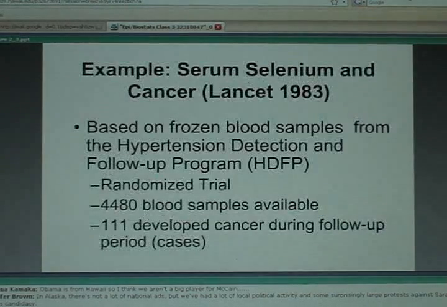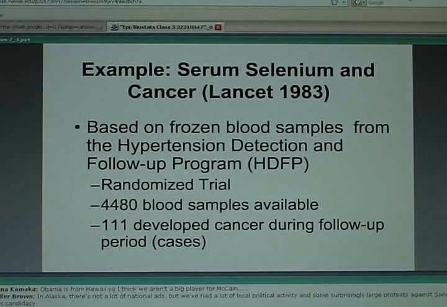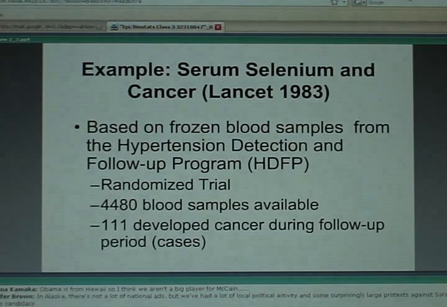It's a study that was done way back in 1983. I use it every year as an example of what we call a nested case control study, because it was nested within a previously done cohort study. Actually, it was a previously done experimental study. A colleague of mine by the name of Walter Willett, who's a well-known nutritional epidemiologist, did this study back in 1983. What he had access to was frozen blood samples that were collected as part of a previously done study known as the Hypertension Detection and Follow-Up Program.